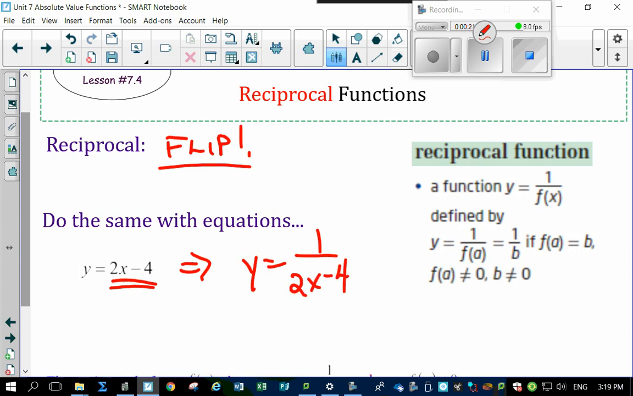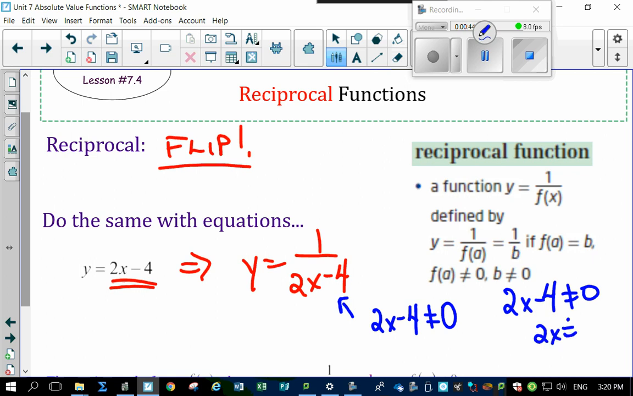But if you remember in the last unit, the unit called rationals, we had to know something down here. We know that 2x minus 4 cannot equal 0 because that will give us a non-permissible value. We cannot have a denominator that is 0. So solving for this, we have 2x minus 4 cannot equal 0. So bring the 4 over. We get 2x cannot equal 4. Divide by 2 on both sides. x cannot equal 2.